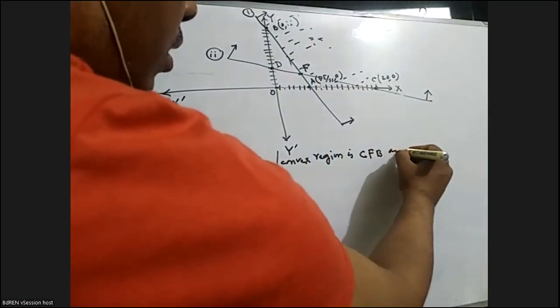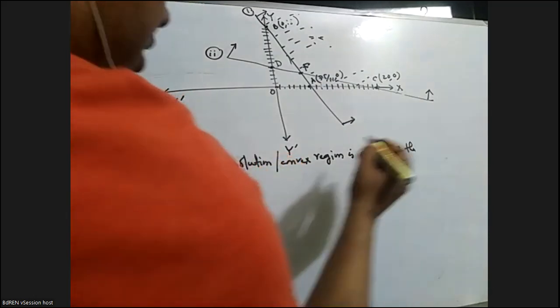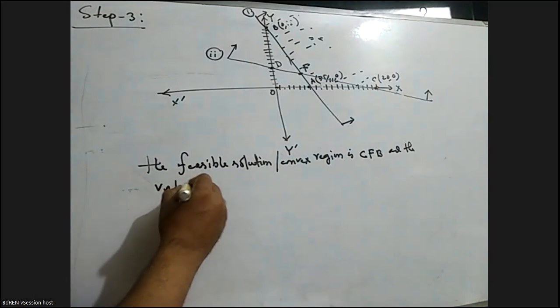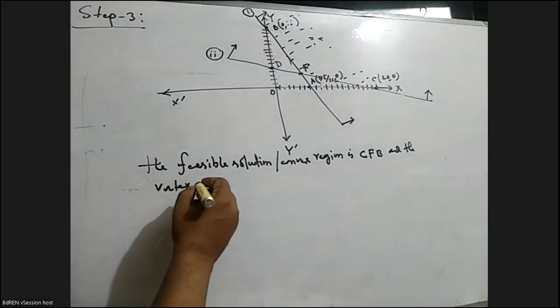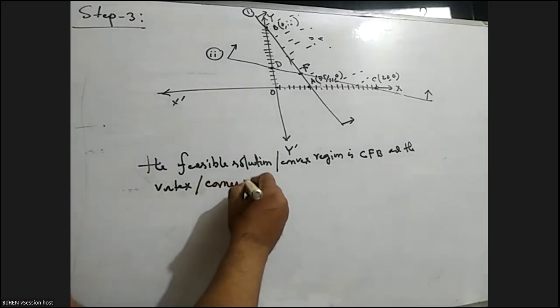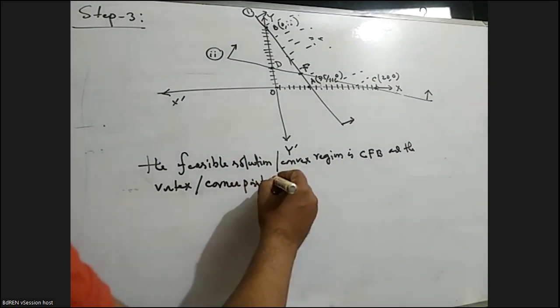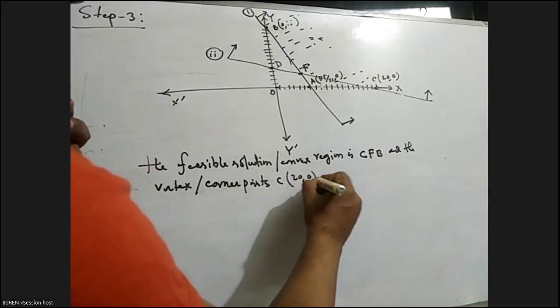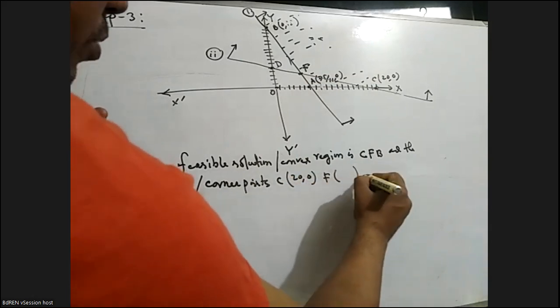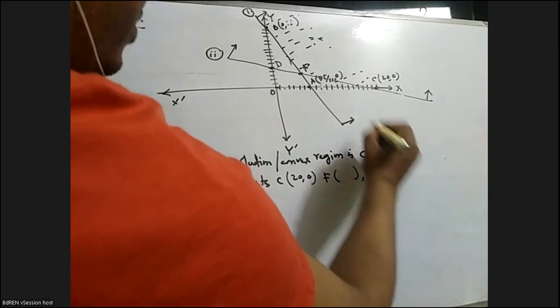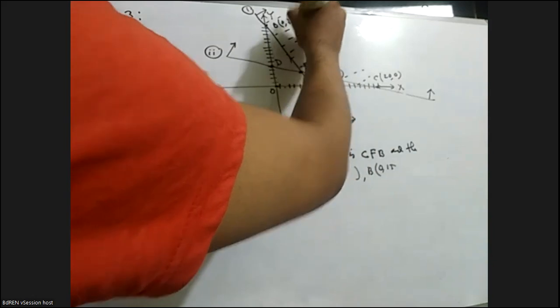And the coordinates of the vertices or corner points: the C point is 20, 0. The F point we have to find out. And the B point will be 0, 15.